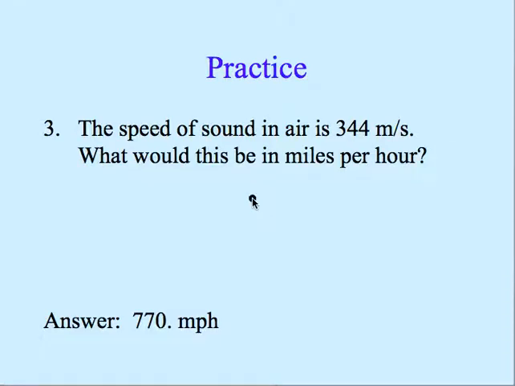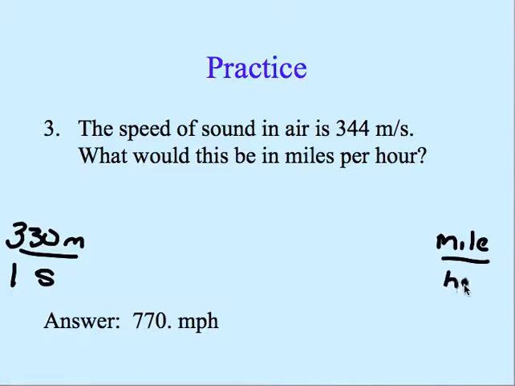This type of unit analysis problem is using two different units that have to be converted. So the speed of sound in air at a particular temperature is 344 meters per second, but we want to express this in miles per hour. So if I'm starting with a number that is 330 meters in 1 second, that's a distance unit divided by a time unit. Then I must have a distance unit divided by a time unit to end. I can't switch it partway through.